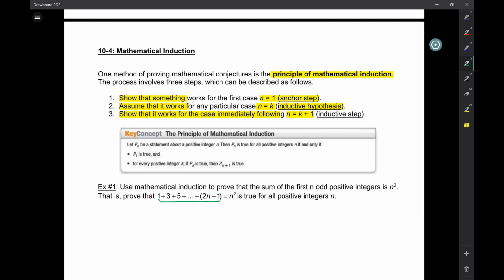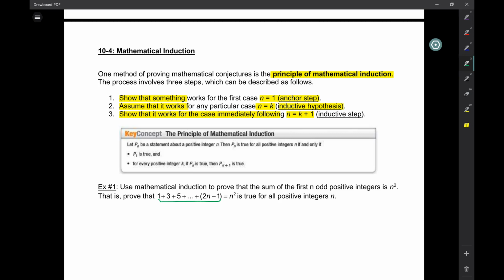So for example, if I take 1, 3, 5, 7, 9, how many is that? 1, 3, 5, 7, 9, that's 5. If I add them up, it's going to be 5 squared. And then if I take 1, 3, 5, 7, 9, 11, if I add them up, it's going to be 6 squared, right? That's kind of a weird statement. So how am I going to prove that?